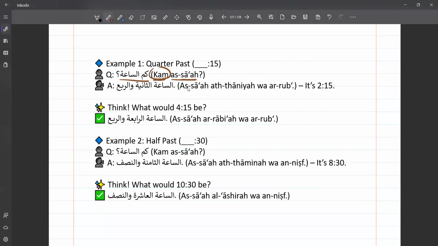What time is it? So whenever you go to an Arabic country and need to ask the time, you will say kam as-sa'a. Kam as-sa'a means what time is it? So if the time is 12:15, the listener will say as-sa'a الساعة الثانية. الثانية.